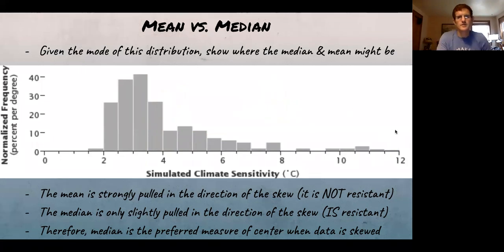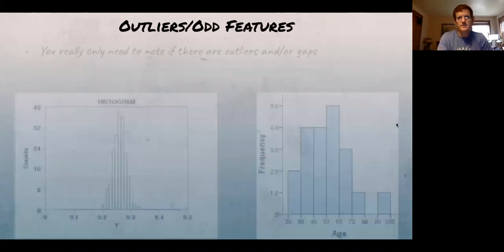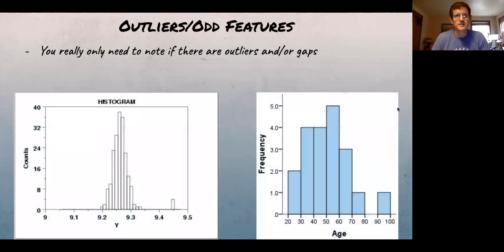All right, so let's look, what's next for us? Outliers. Pretty straightforward with outliers. You just need to make a note of it. Like if I was describing this distribution on the left, I'd say it's unimodal, fairly symmetric. It seems to have a center around 9.25, whatever y is. I don't know what that is, but anyways, you get the idea.